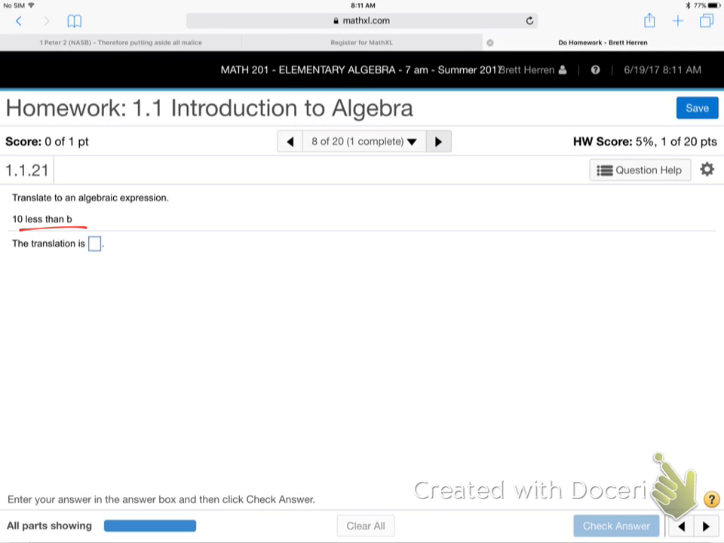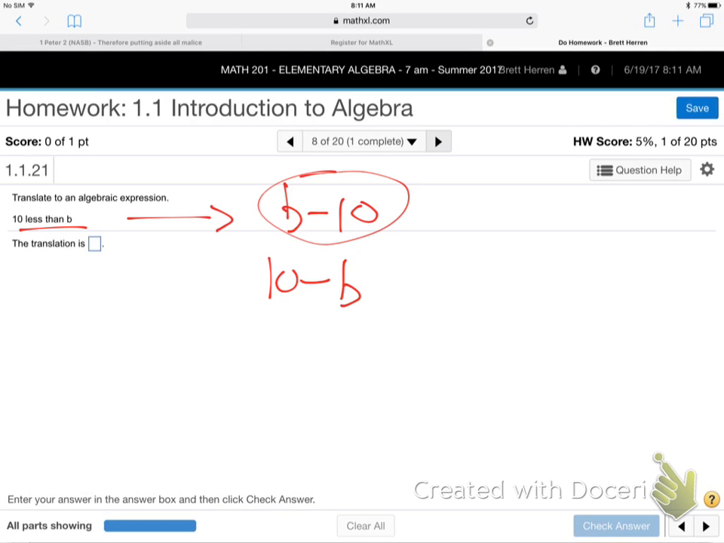All right, so 10 less than B. So how do we turn that into a math thing? Is it the B first? Or is it the 10 first? Or does it matter? Is it this one? You guys are saying this one? Yeah, that's true, huh? And it matters, doesn't it? Right? Yeah, that's what it means.